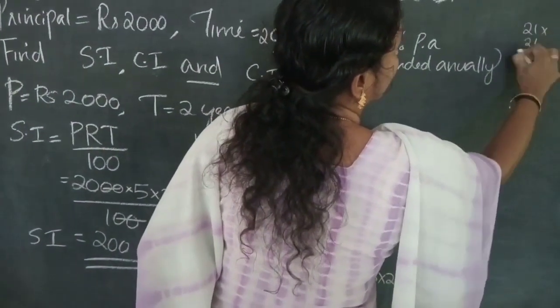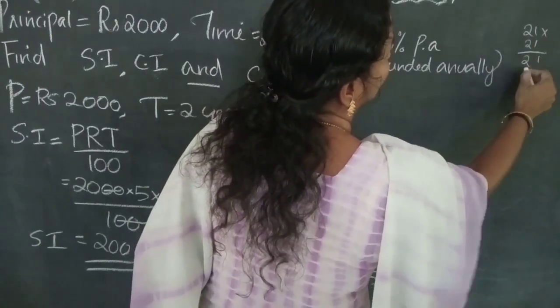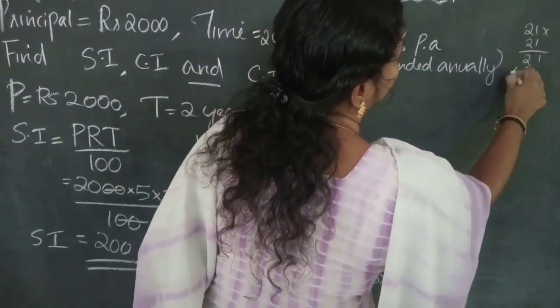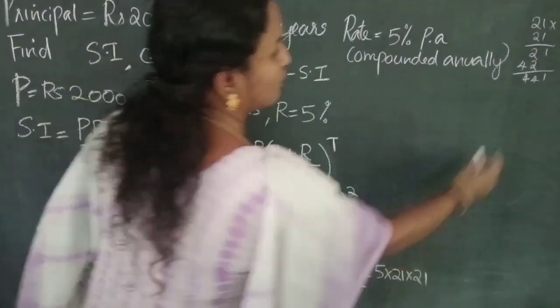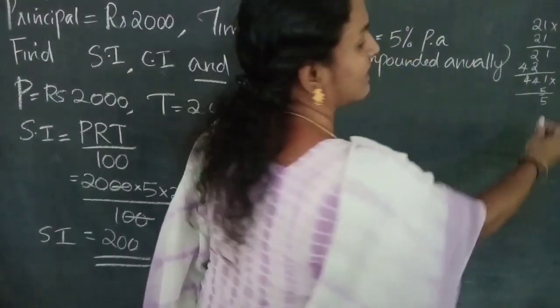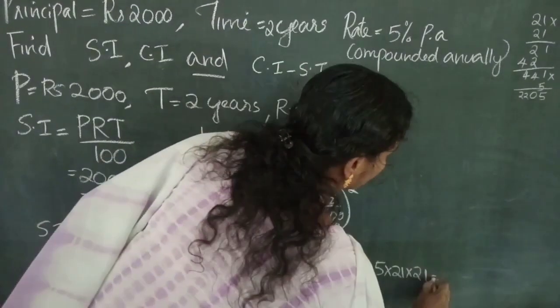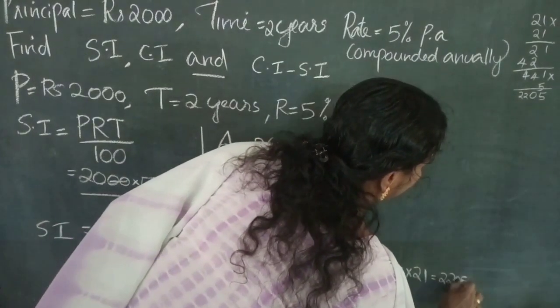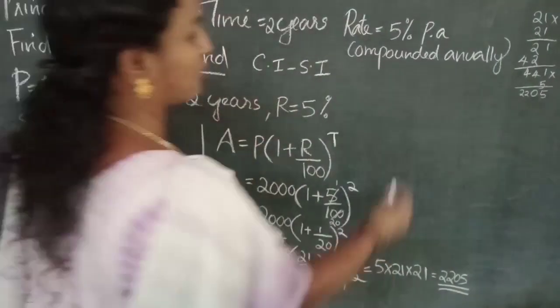21 into 21. 1 into 1 is 1. 1 2s are 2 and 2 2s are 4. 1 4 is 4. Then 1 into 5, 5 4s are 20. Balance 2. 20 plus 2 is 22. So it's equal to 2205.